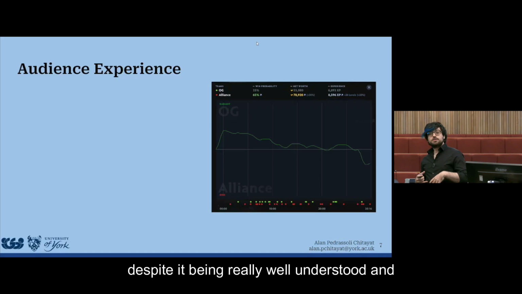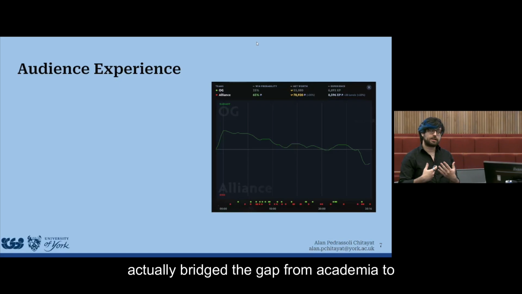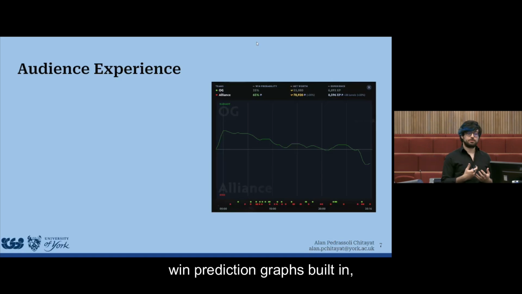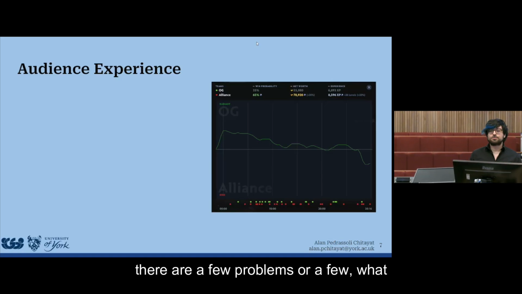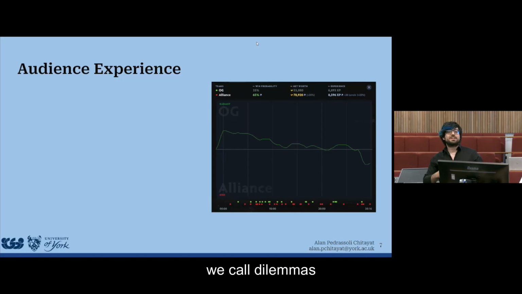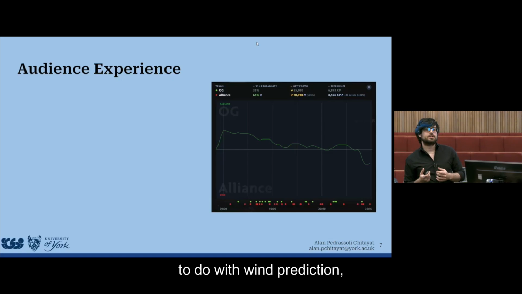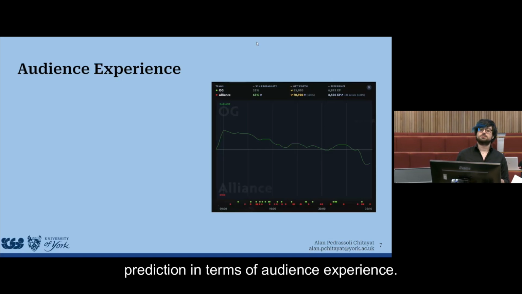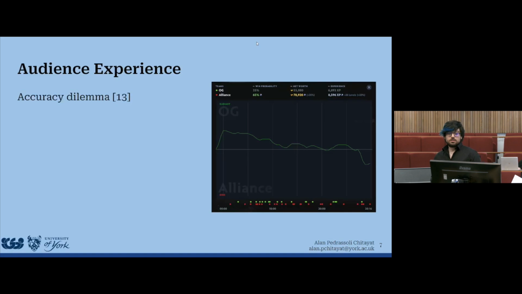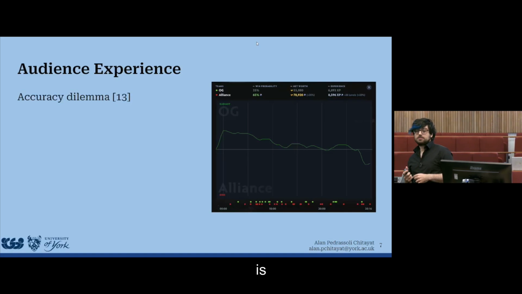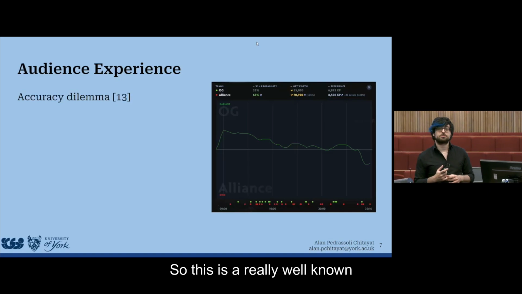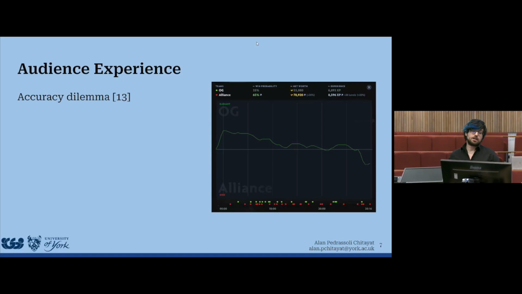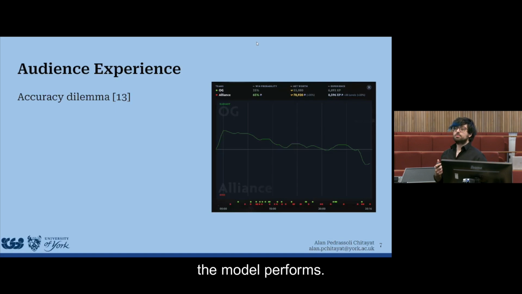Despite it being really well understood and having bridged the gap from academia to industry, where things like Dota 2 already have win prediction graphs built in, there are a few problems, or what we call dilemmas, to do with win prediction. Especially when you're thinking about win prediction in terms of audience experience. So the first thing is the accuracy dilemma. This is a really well-known problem to do with how win prediction graphs work. The accuracy dilemma is to do with how the model performs.